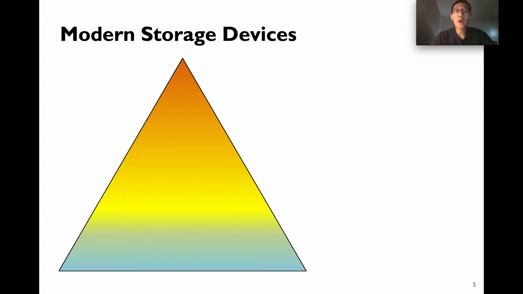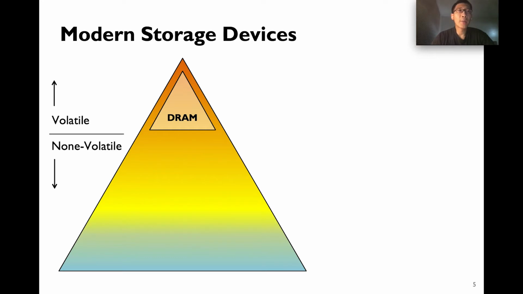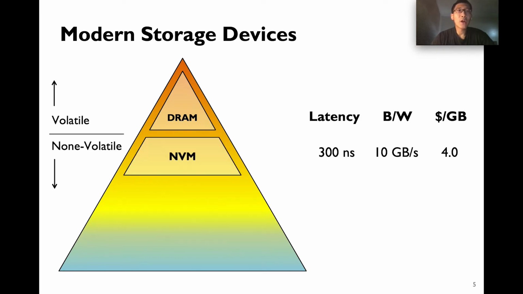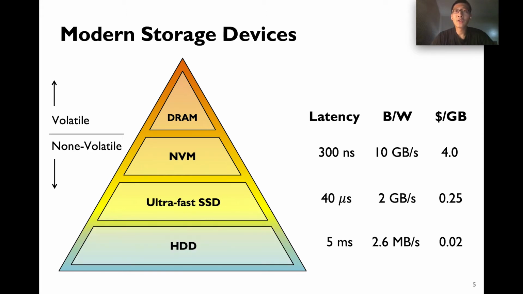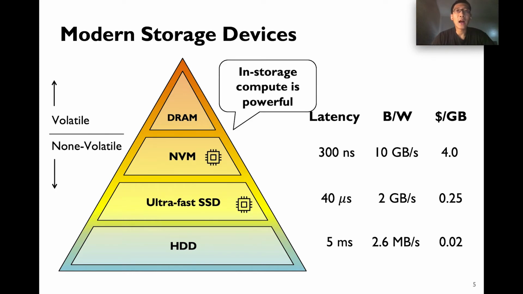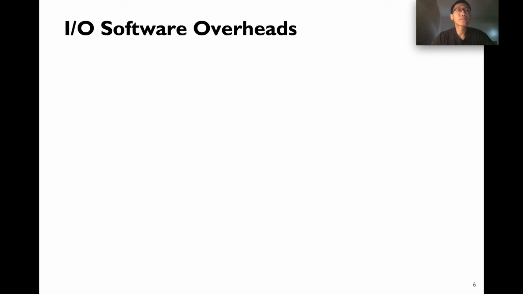Similar to the well-known memory hierarchy from processor cache to DRAM, now the storage is also becoming hierarchical. With the advent of new storage technologies such as nonvolatile memory, like 3D XPoint, and the NVMe protocol for ultra-fast SSDs, the storage technology has finally entered the microsecond era. In addition to lower latency and higher bandwidth, modern storage devices are equipped with considerable compute power with multi-core CPU and DRAM. Now the performance bottleneck has shifted from hardware to software.